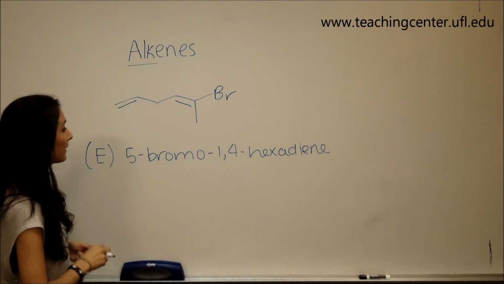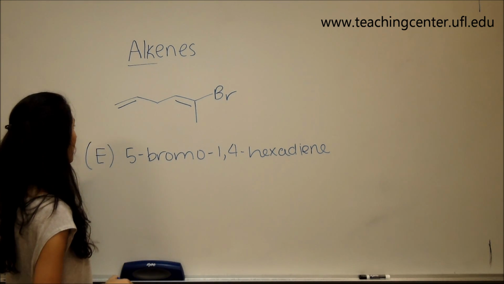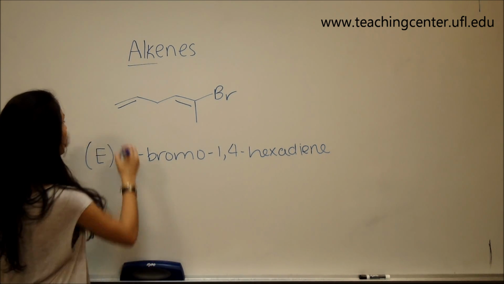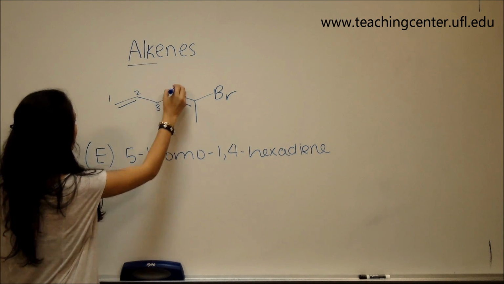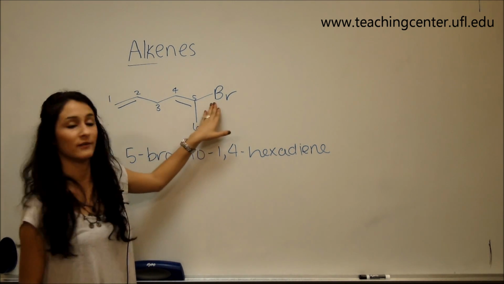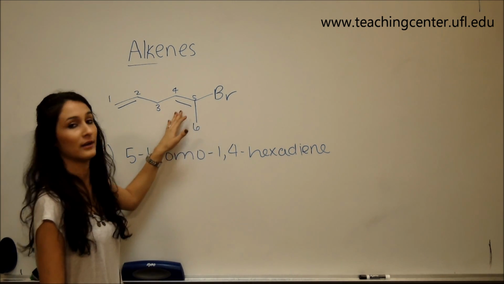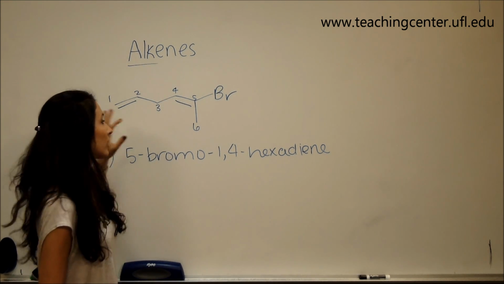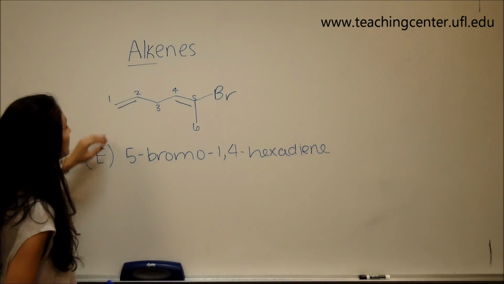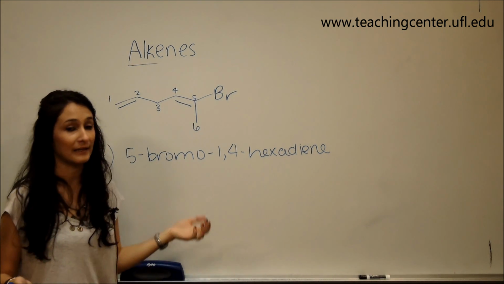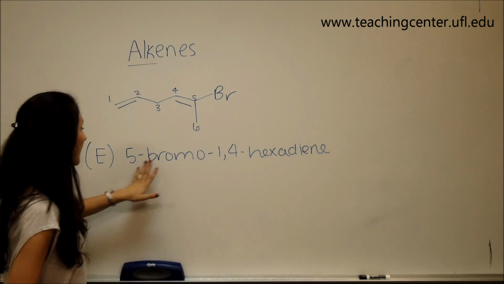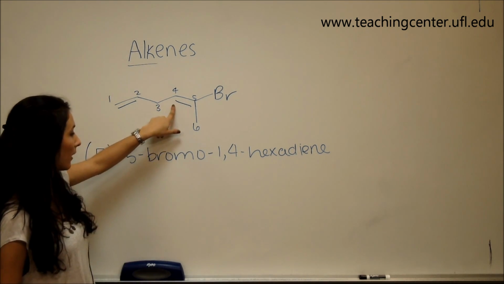All right, so for this one, naming the longest parent chain and giving the lowest numbering for the alkenes, you would have to start over here. So you would say 1, 2, 3, 4, 5, 6. Notice that if you had started over here, you would have lower numbering for the substituent, but you would have higher numbering for the alkenes. So you're going to want to go by the lowest numbering for the alkenes first and then work with the substituents afterwards. It's a hexadiene because there's 2 double bonds, and we have a bromo on carbon 5. So we wrote 5-bromo-1,4-hexadiene.